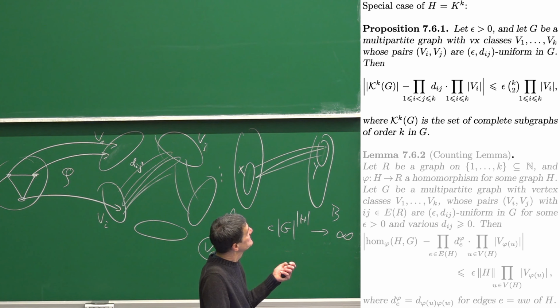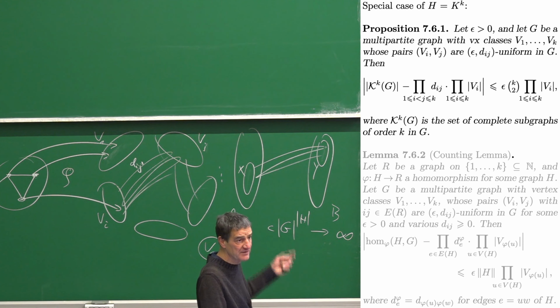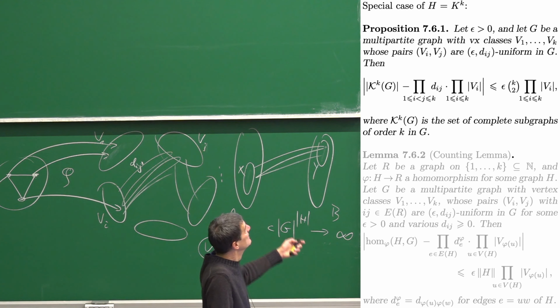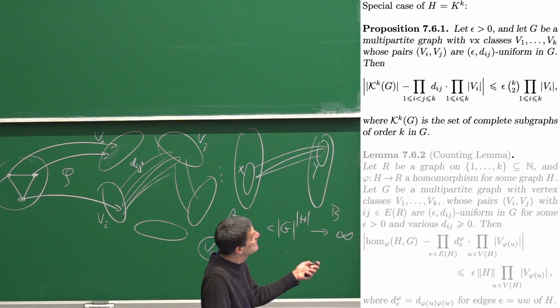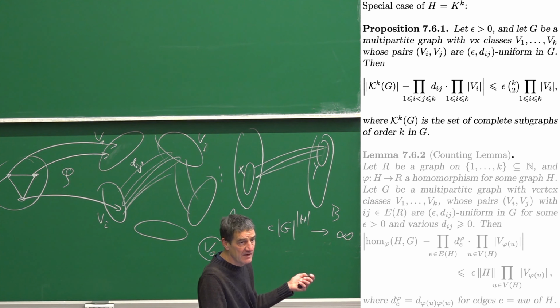Okay, and this proposition, corollary of the counting lemma, says that the number of K_k's that we actually have in this non-random concrete G with these edge densities differs from this expected number if it were a random graph by only a little bit. And what's the little bit?